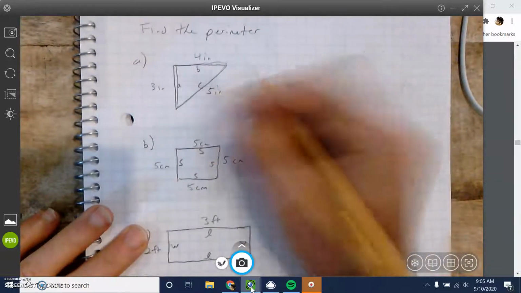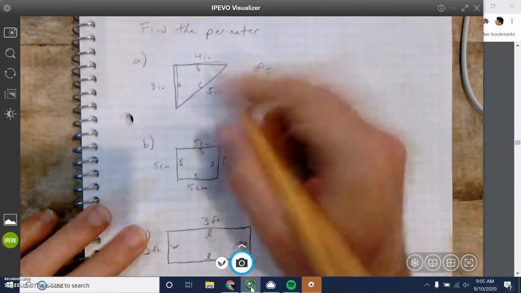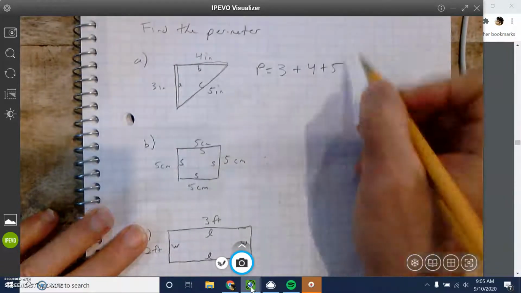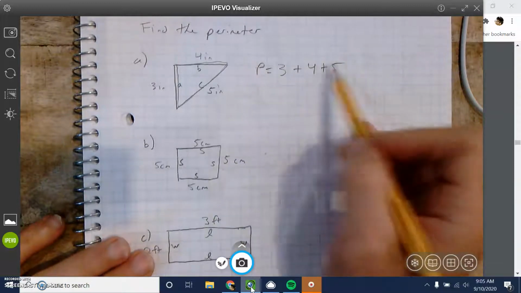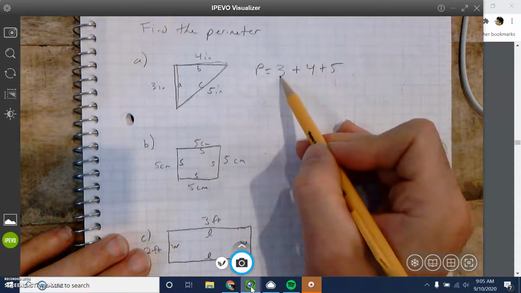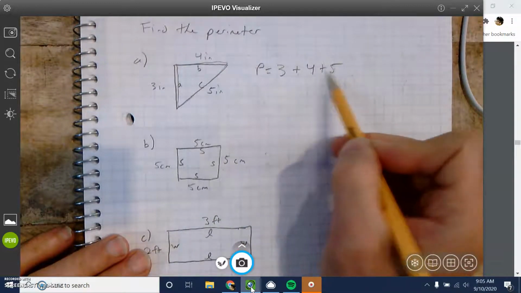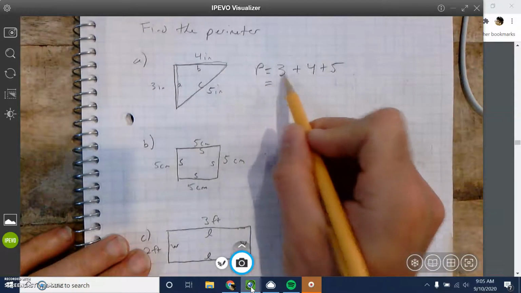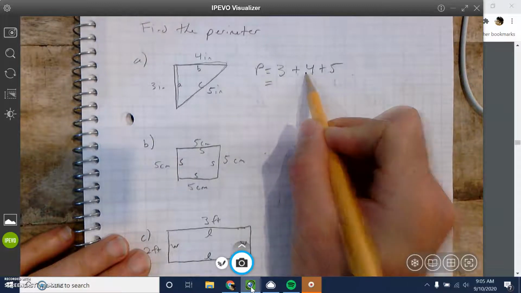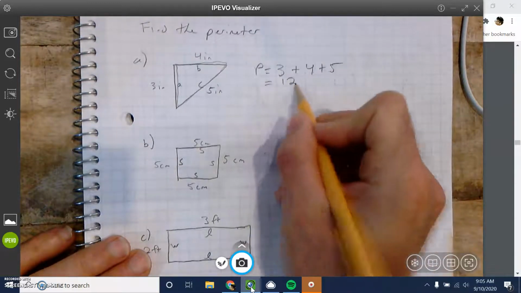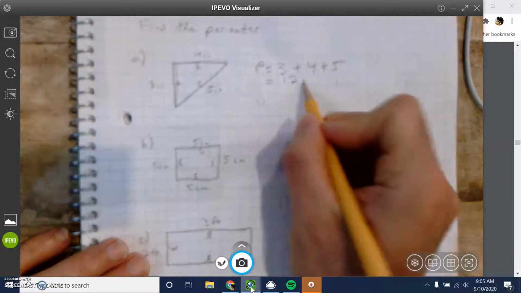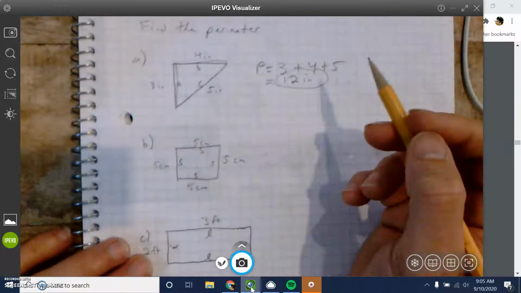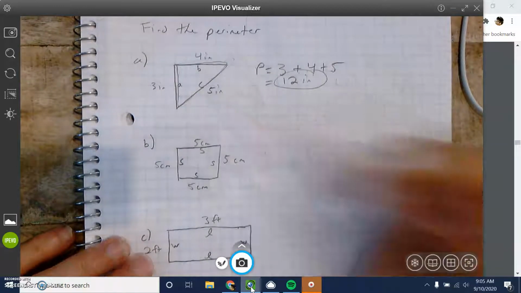So in this case, this triangle, the perimeter is going to be 3 plus 4 plus 5. Very easy. It doesn't matter what order you put it in because 3 plus 4 plus 5 is the same as 5 plus 4 plus 3. You're going to get the same answer. When you add, it doesn't matter the order. So 3 plus 4 is 7. 7 plus 5 is 12. Don't forget your units, 12 inches. So the perimeter all the way around the shape is 12 inches if you were to walk around the shape.